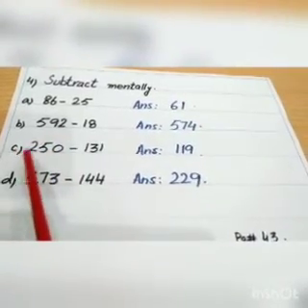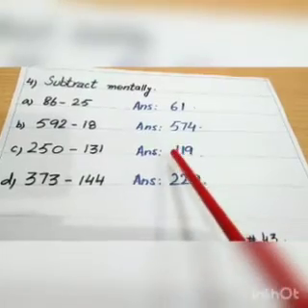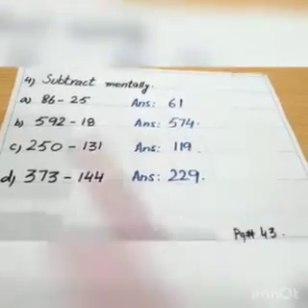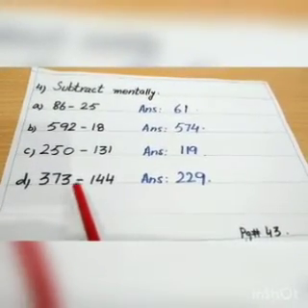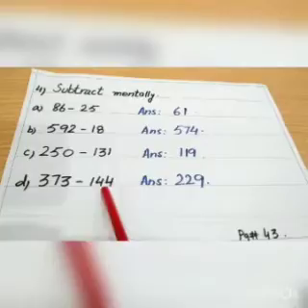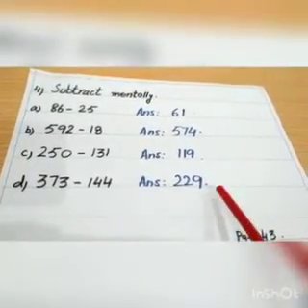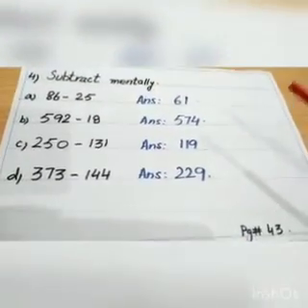Okay. Part C, 250 minus 131 is equal to 119. Okay, 119. Part D, 373 minus 144 is equal to 229. Okay, you have to write it on your notebooks.